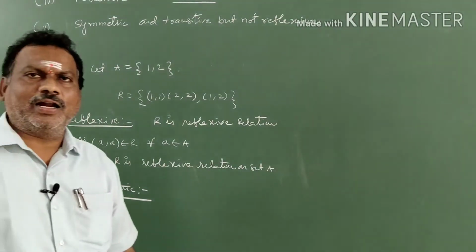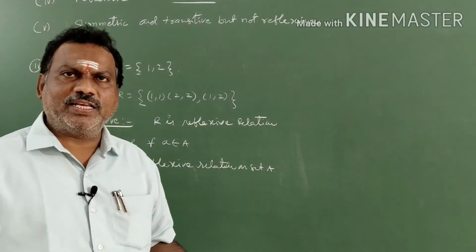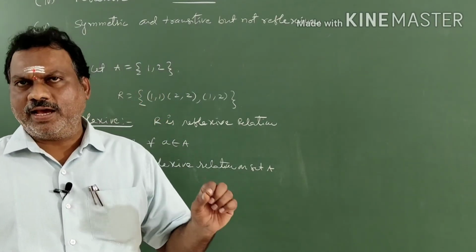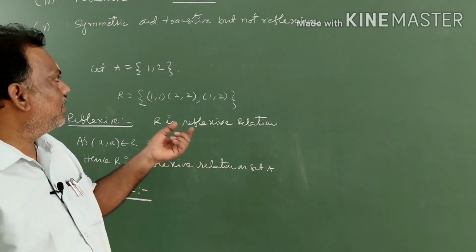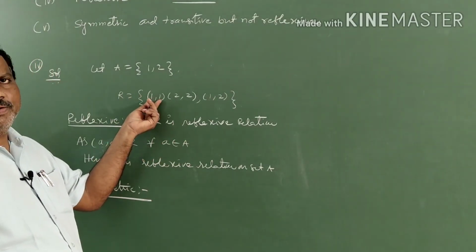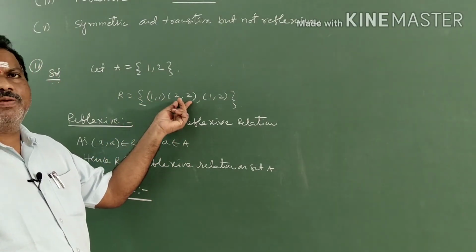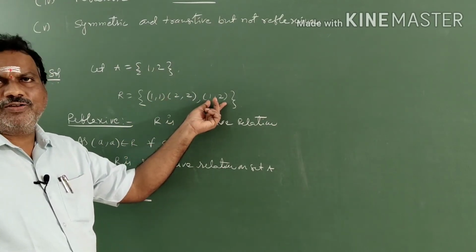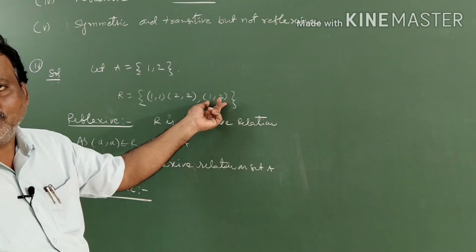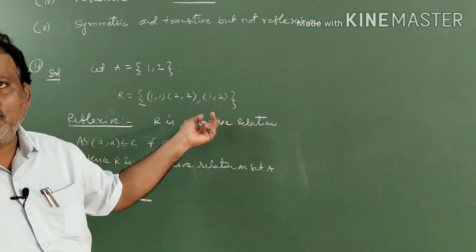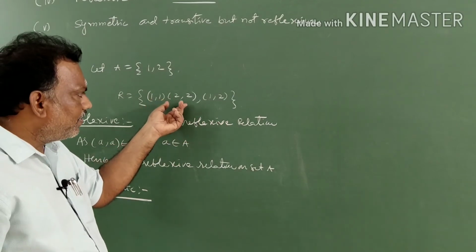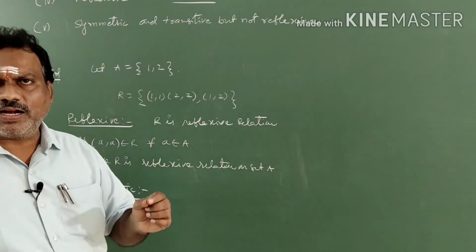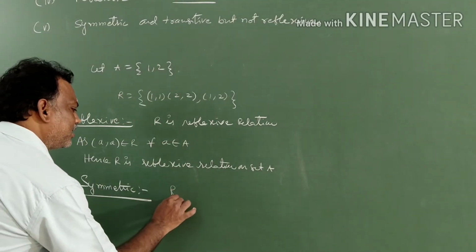Now we have to check whether R is symmetric or not. The symmetric definition is: if (a, b) belongs to R, then (b, a) also belongs to R. Here (1,1) and (2,2) have the same (a, b) and (b, a), so these ordered pairs are present, whereas (1,2) is present but (2,1) is not present, so it is not symmetric. If even one ordered pair does not satisfy, it is not symmetric. Clear, students? R is not symmetric.